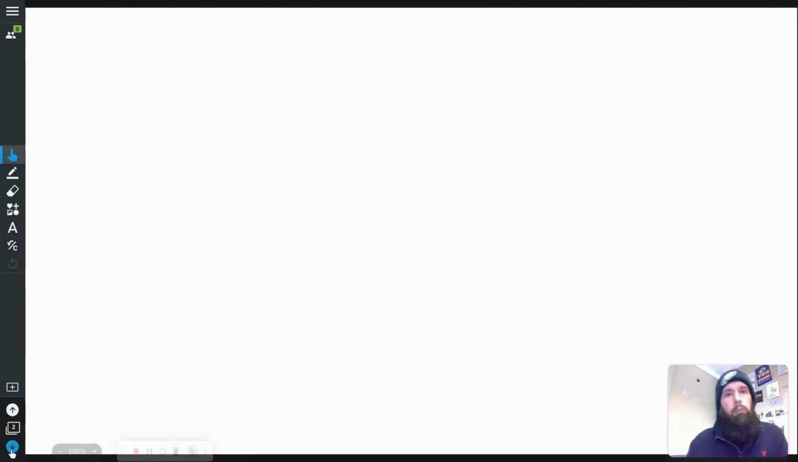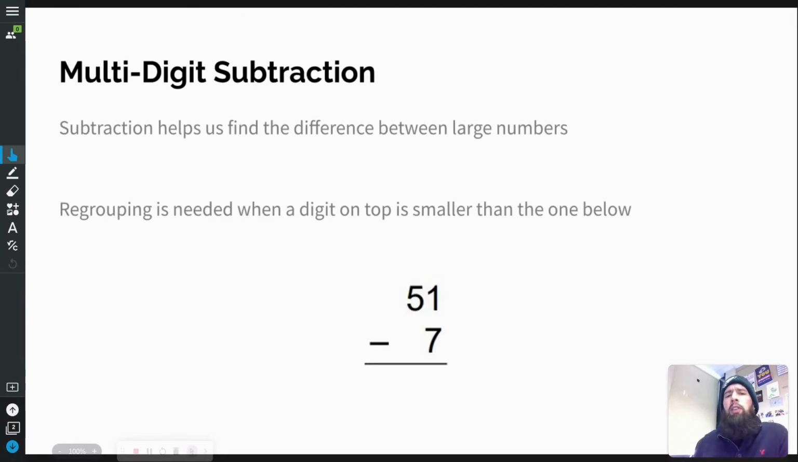So, here we go. Subtraction helps us find the difference between two large numbers. In this case, this is a subtraction problem, 51 minus 7. Now, you might look at that and think, back in the day, I did stuff like 9 minus 7. This is 51 minus 7. What do I do now? Well, we might have to do a little thing called regrouping. That's needed when a digit on top is smaller than the one below.